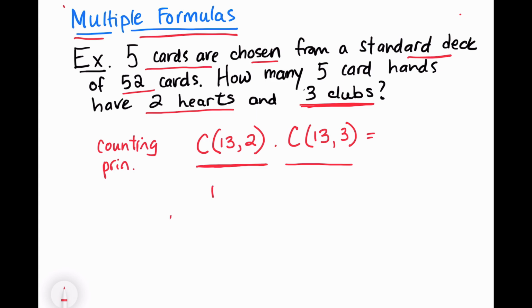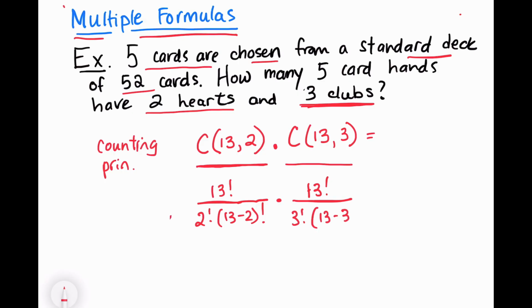So this is 13 factorial over 2 factorial times (13 minus 2) factorial. And because of the counting principle, we're going to be multiplying that by this quantity. And then we just have to simplify this down. So we have 13 factorial over 2 factorial times 11 factorial, times 13 factorial over 3 factorial times 10 factorial.